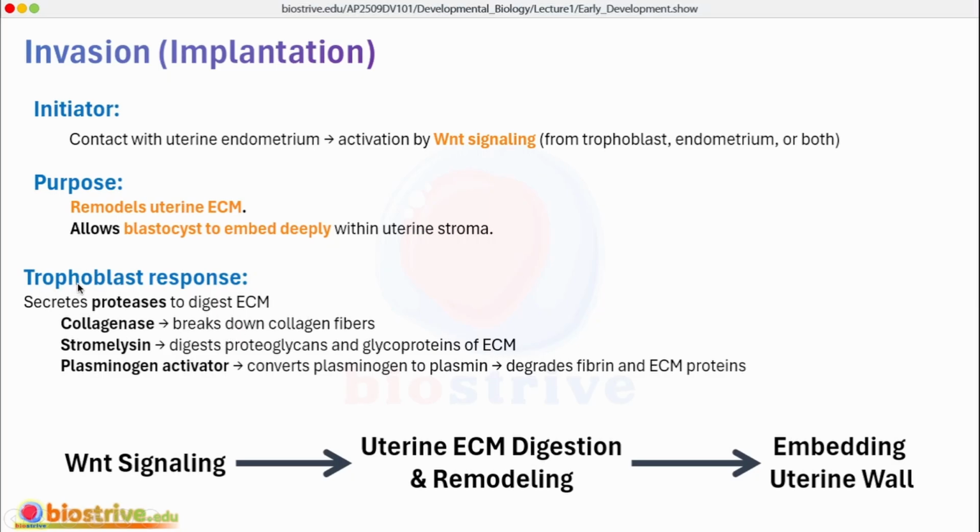The trophoblast will help in this process by releasing certain proteases. It will release collagenase, which will break down collagen fibers. It will also secrete stromelysin, which will digest proteoglycans and glycoproteins of the extracellular matrix, and it will also release the plasminogen activator, which will convert plasminogen into plasmin, and this plasmin degrades fibrin and extracellular matrix proteins. In short, all these enzymes will make a pathway for this blastocyst to invade the uterine stroma as well.